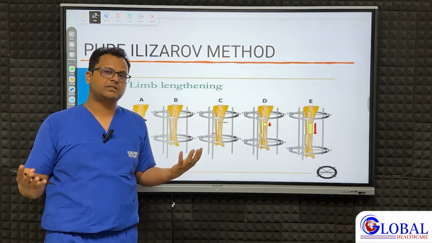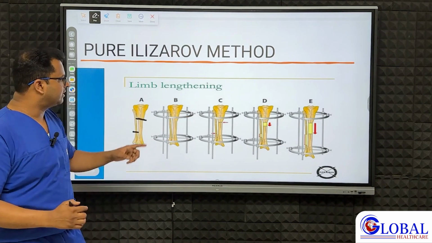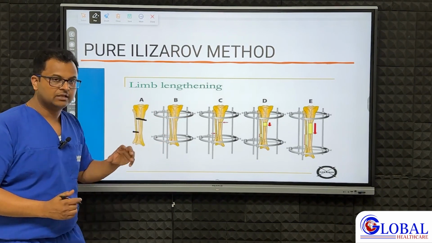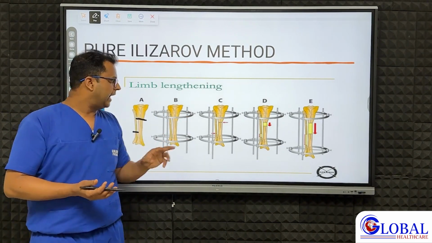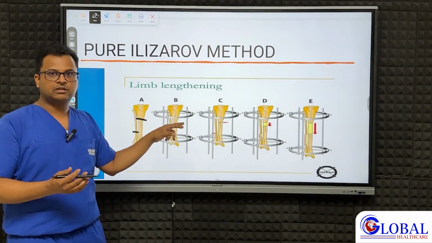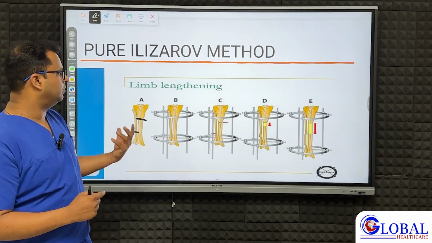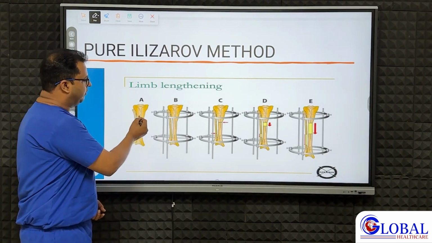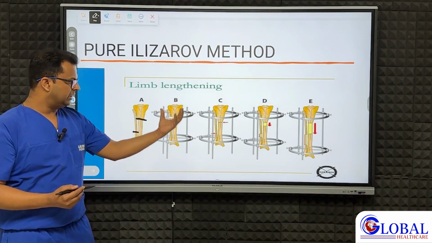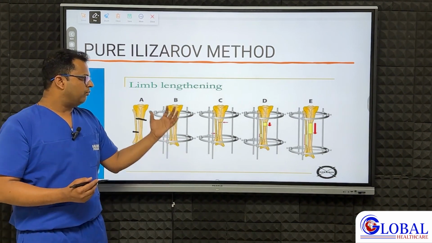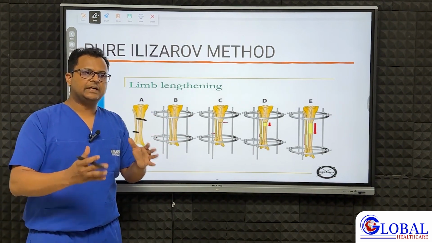So various instruments can be used, but in the pure Ilizarov method, you can see here we are using rings. They are round rings, and the rings need to be fixed to the bones with the help of wires. Wires or Schanz pins can be used, as we all know. So we make an osteotomy, then we put the Ilizarov ring, and once this surgery is over, that is called the latency period.